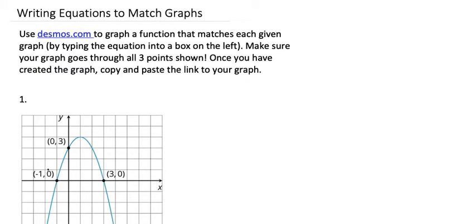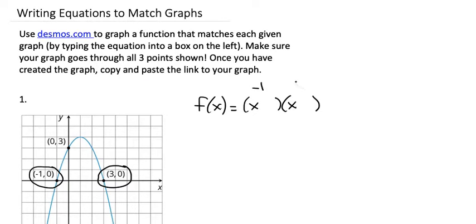So to write an equation, what I want to do is look at the x-intercepts. And I see here that my x-intercepts are (-1, 0) and (3, 0). And so I can easily turn my x-intercepts into the factored form of the quadratic equation. So factored form is going to have 2 sets of parentheses, each one corresponding to one of these x-intercepts. So my 2 x-intercepts are -1 and +3.